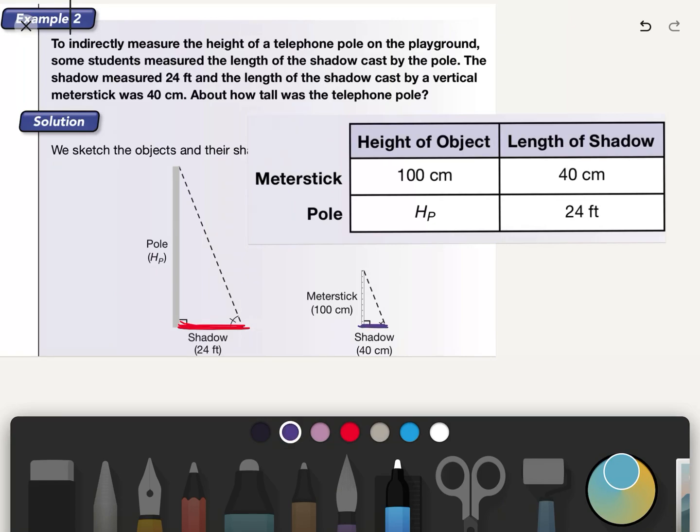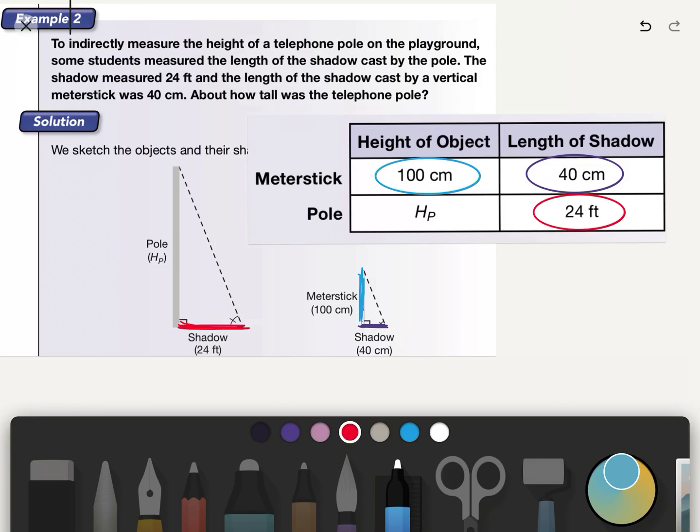And so taking a yardstick and figuring out the measure of that would get us the meter stick (100 centimeters). The length of the shadow is 40 centimeters. And the length of the shadow of the pole is 24 centimeters, or 24 feet. Which, once again, don't do that at home, please.